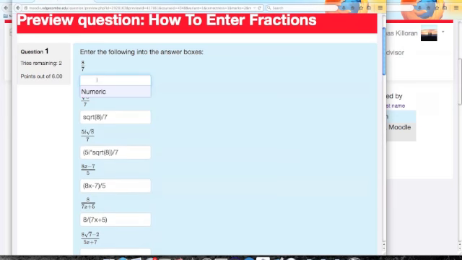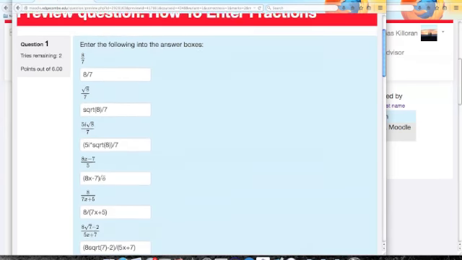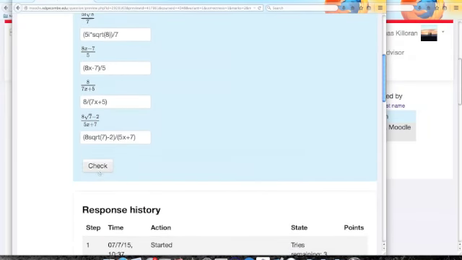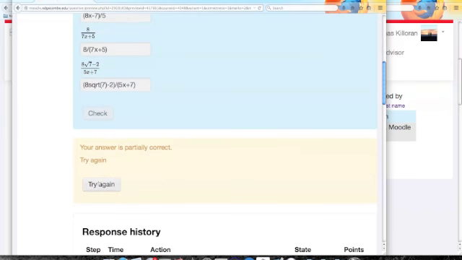I knew this one was wrong. I did not know this one was wrong. So let's see, what did I type in wrong? 8 square root of 7 minus 2 divided by 5x plus 7. Let's try that. Now every time you attempt these, your points go down by a little bit. I think it's 20%. Well, still not liking that last one.